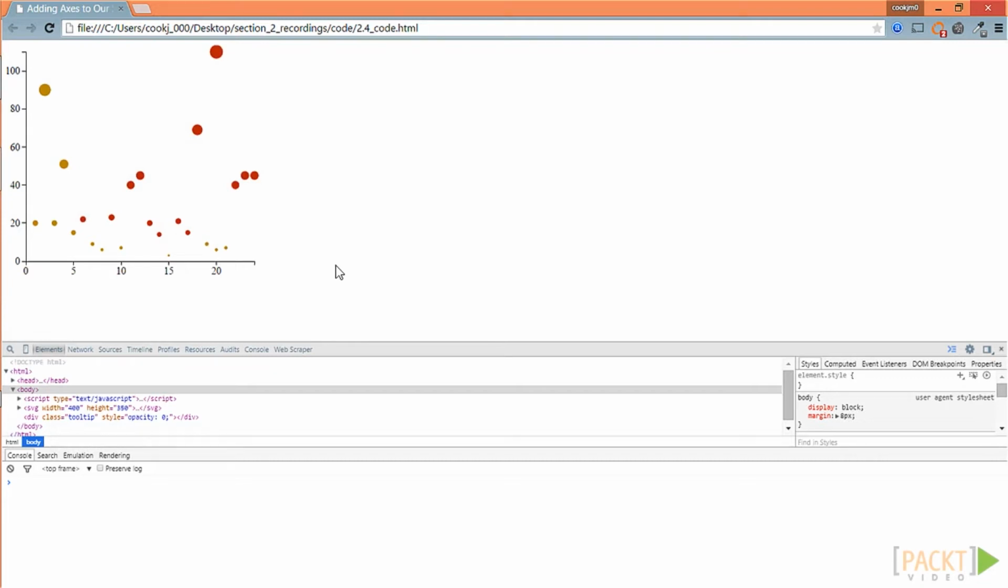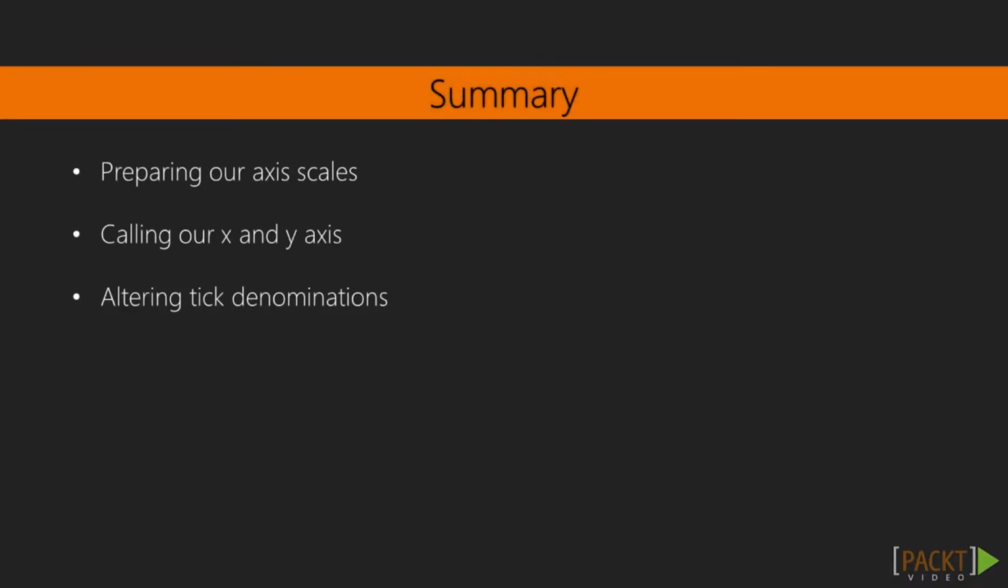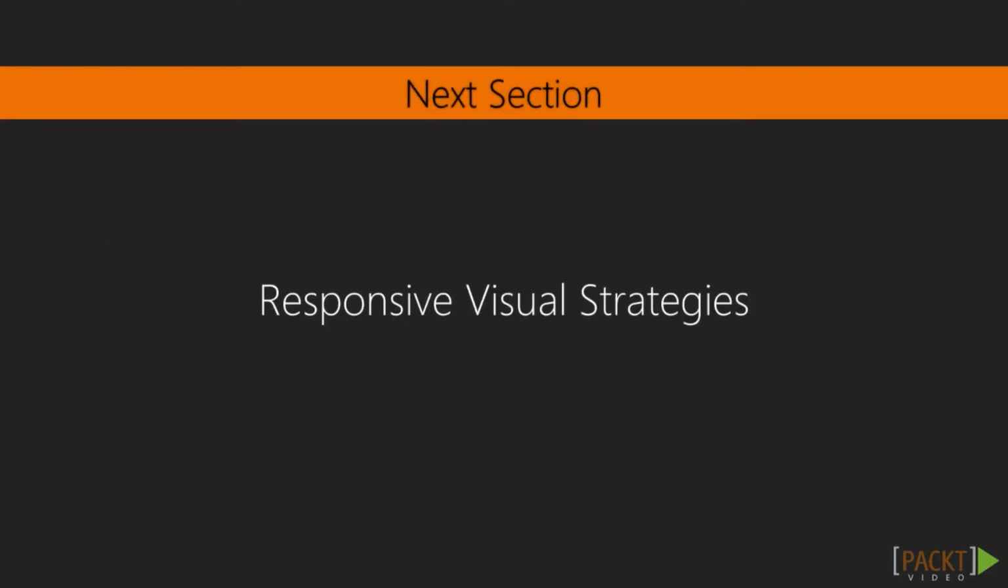It looks like D3 thought that this was as close to our requested 5 ticks, where each denomination could actually present pretty numbers. With our axes completed and looking nice, and a look at the number of components needed to make quality dynamic visualizations, it's time that we move on to the next section. See you in section 3, Responsive Visual Strategies.